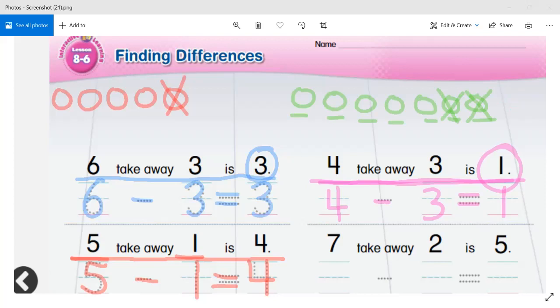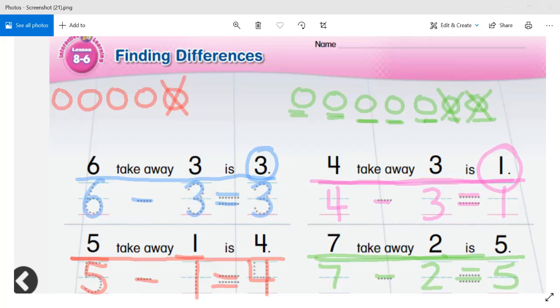So we have 7 take away 2 is, how many are left? 1, 2, 3, 4, 5. So 7 take away 2 is 5. We can write that using our minus and equal sign. 7 minus 2 equals 5.